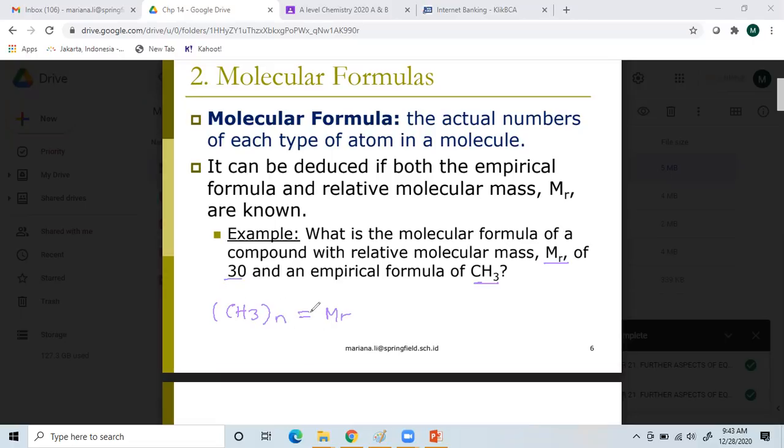So let's see your periodic table to find the Ar of carbon and hydrogen. Ar of carbon is 12, and we have one C here, so 12, plus 3 times Ar of hydrogen, which is 1, in a bracket, times n equals Mr, which is, in this case, 30. So 15n equals 30, so n equals 2. Because n equals 2, we will get the molecular formula C2H6. So this is how to find the molecular formula.